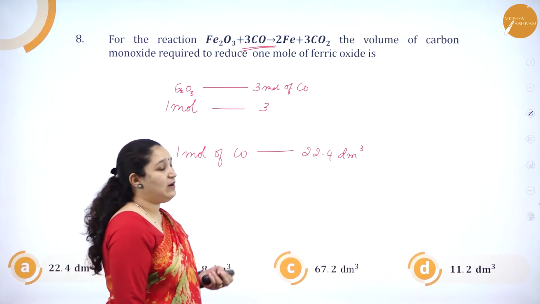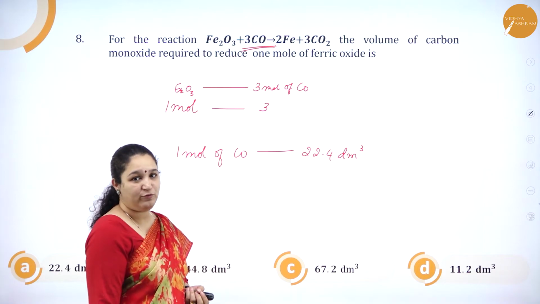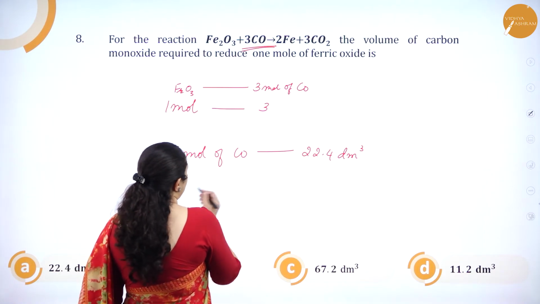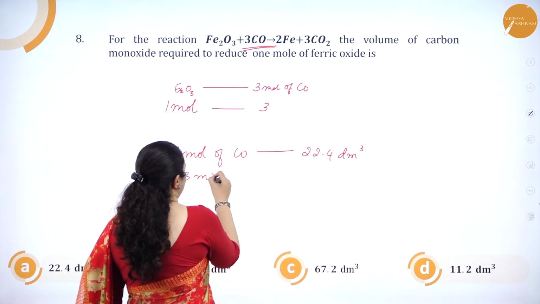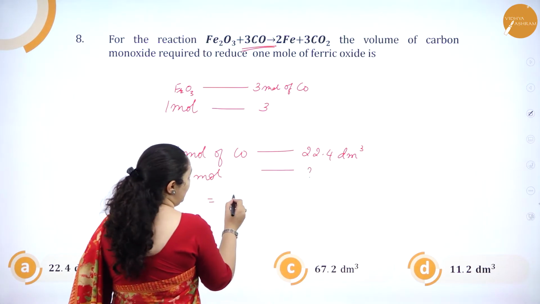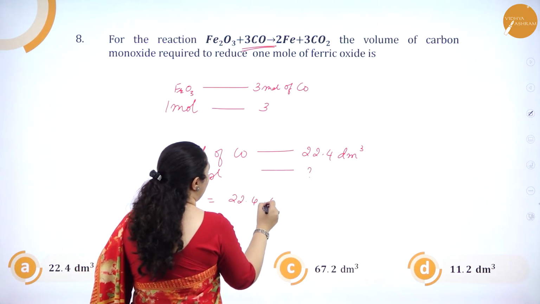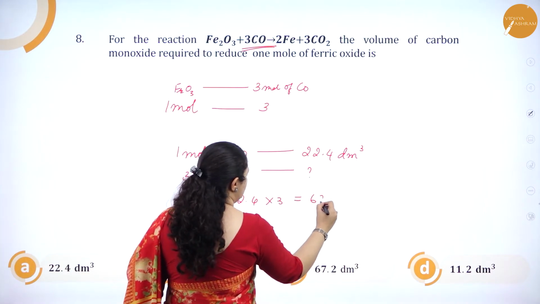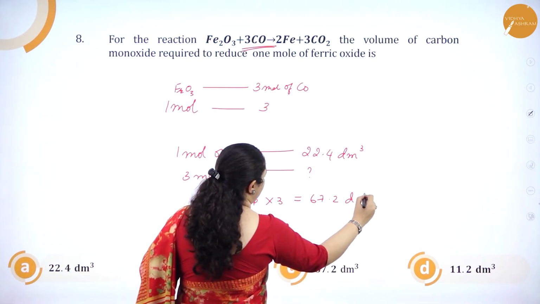So, 1 mole of carbon monoxide occupies 22.4 dm cube. So, I require 3 moles. How much? It is very simple. 22.4 into 3, that is 67.2 dm cube.